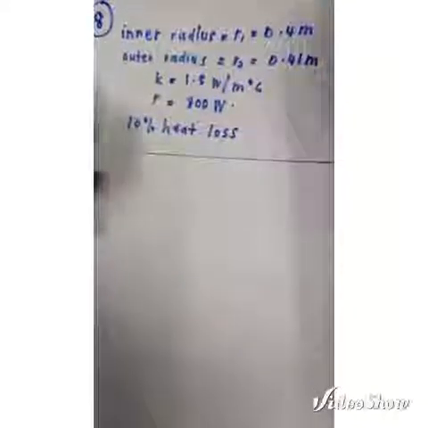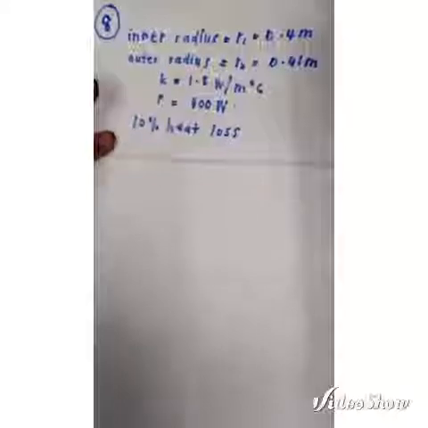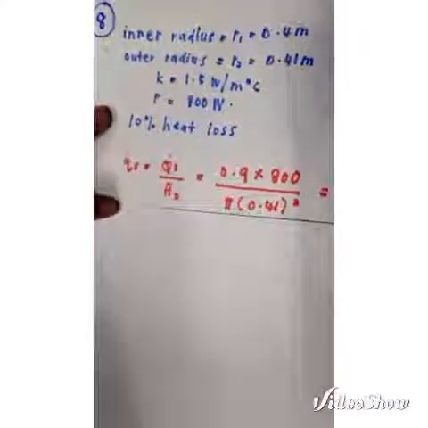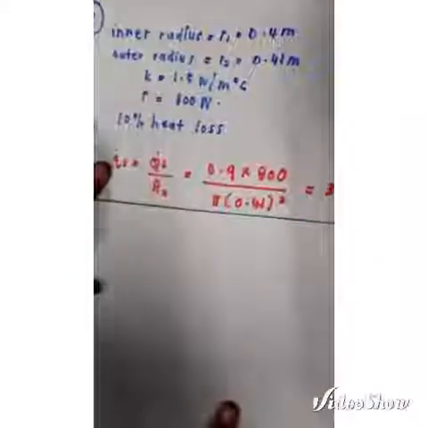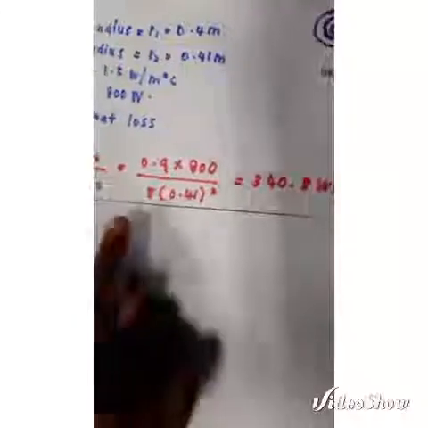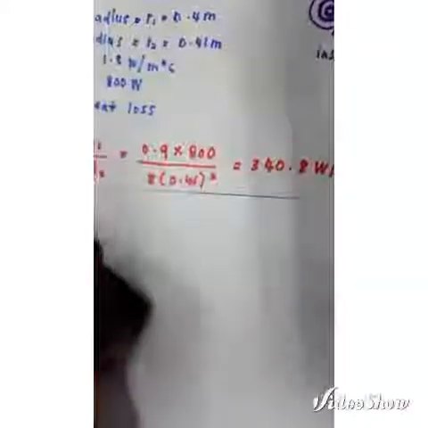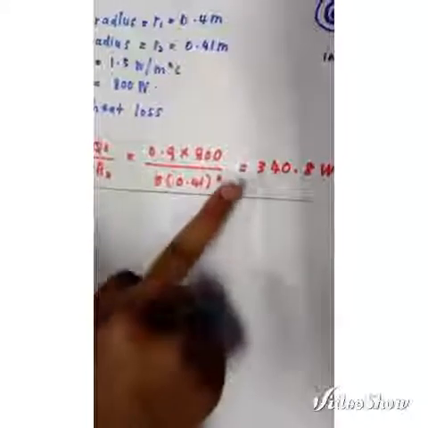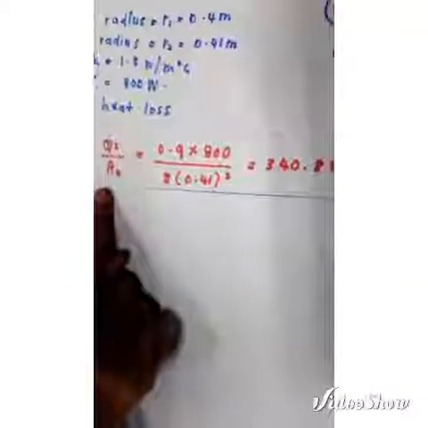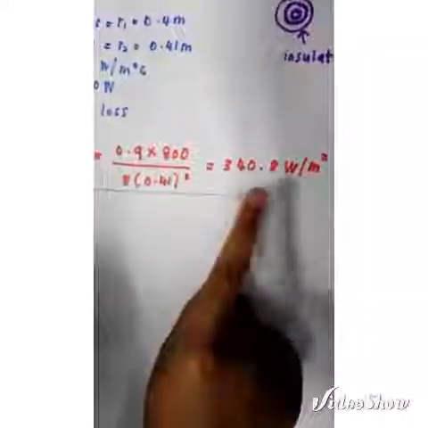Firstly, we know that 10% heat is lost through the insulation. So with that we can calculate the heat flux by using this equation. We know that there's 90% balance of the power generated. So we can use 0.9 times 800 divided by the area of the outer radius of the container. After that, we will get the value 340.8 watt per meter squared.